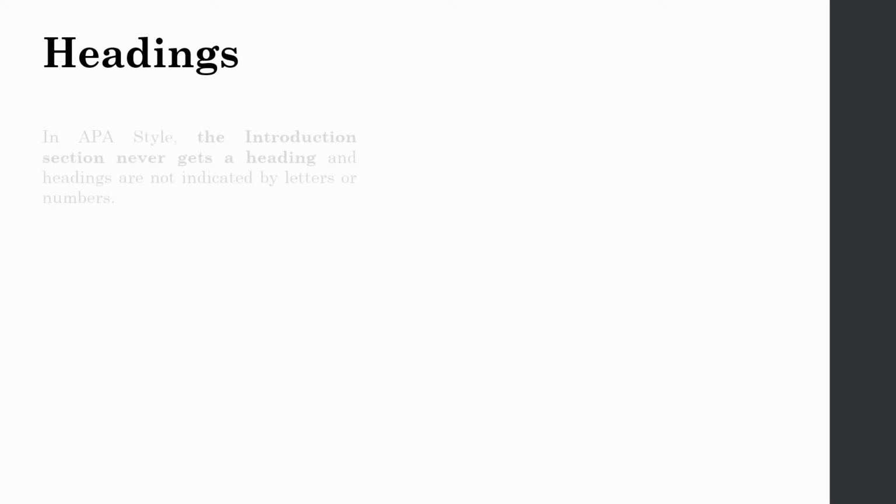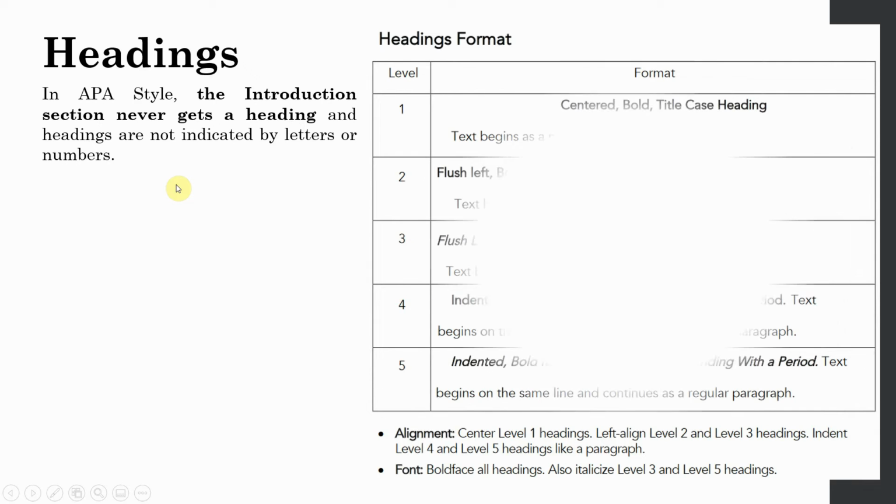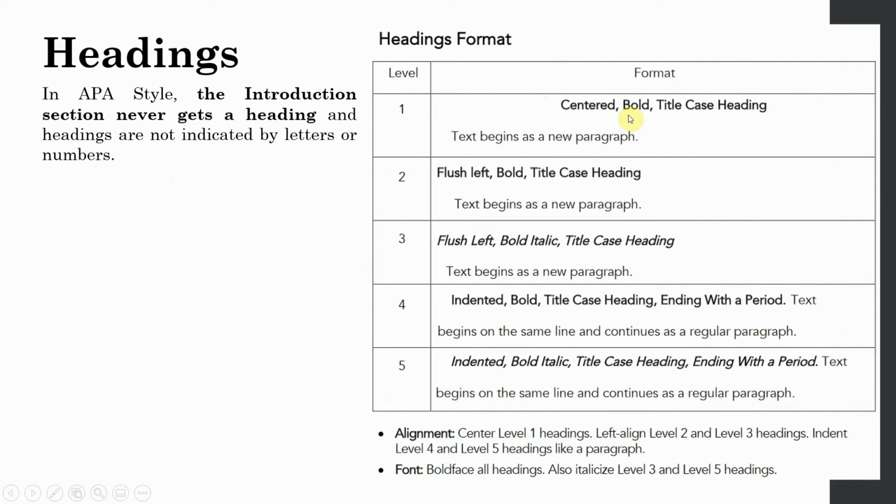Moving on. Headings. How do you format headings in APA? Now, the first thing is, in APA style, the introduction section never gets a heading, and the headings are not indicated by letters or numbers. Your level 1 is centered, bold, with title case. Your level 2 is flush left, bold, title case. Your level 3, flush left, bold, italic, title case.